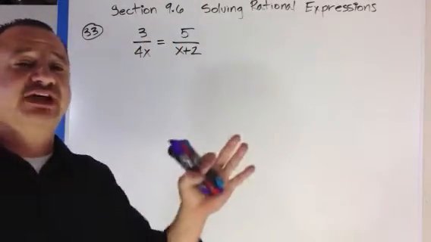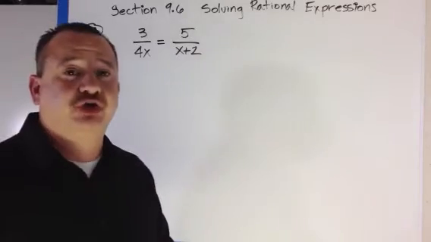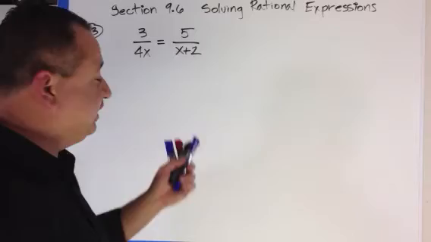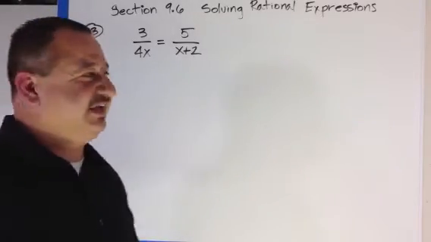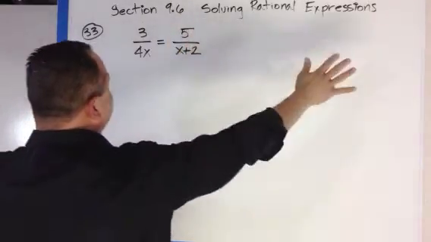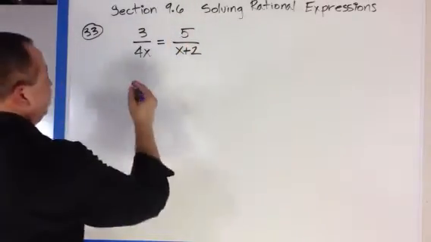Anytime you have a fraction equal to a fraction, you can do a shortcut. You can also do it the other way using the LCD, but we're definitely going to use a shortcut because it's going to make it a lot easier. So when you have a fraction equal to a fraction with nothing else, it's very simple. We're going to go ahead and do the shortcut.